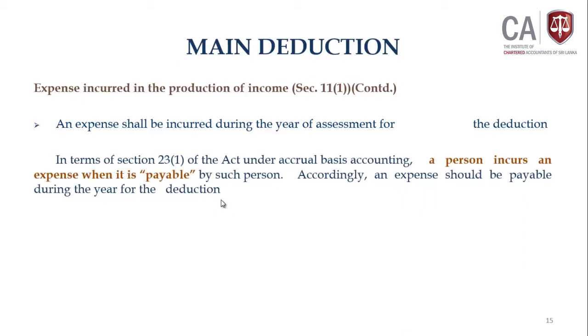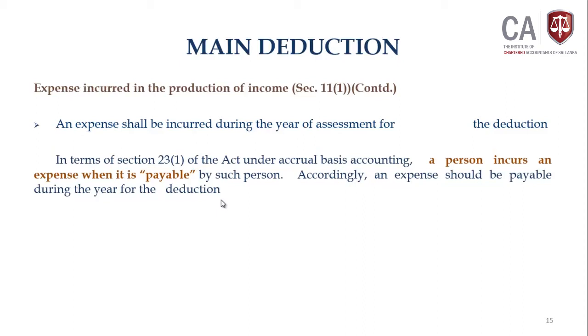First thing, it should be expenditure. Number two, it should be incurred. What do you mean by incurred? As you know, when you come to business income calculation, you have to apply the accrual basis. Go to section 23, subsection 1. A person incurs expenditure when it is payable. So, if the amount is payable, it means it is incurred.